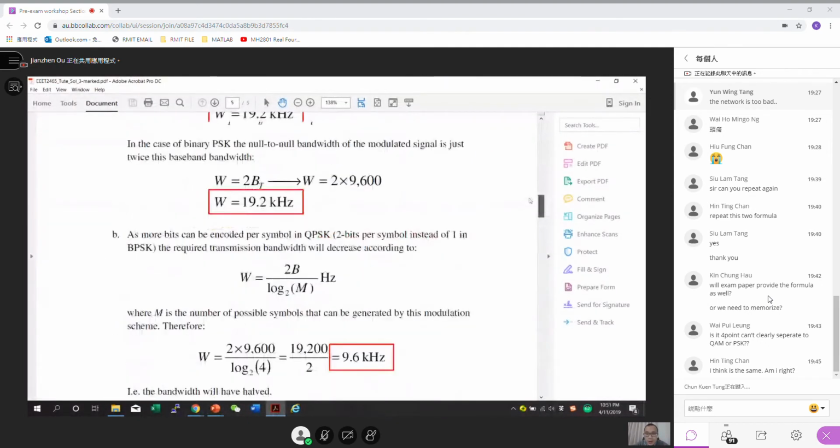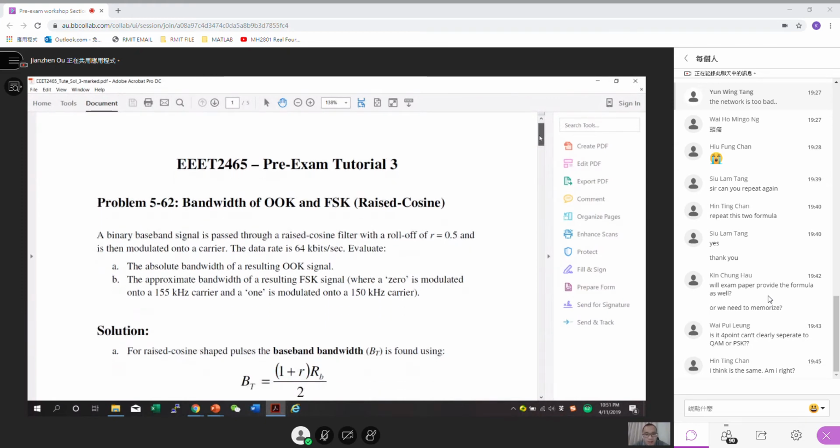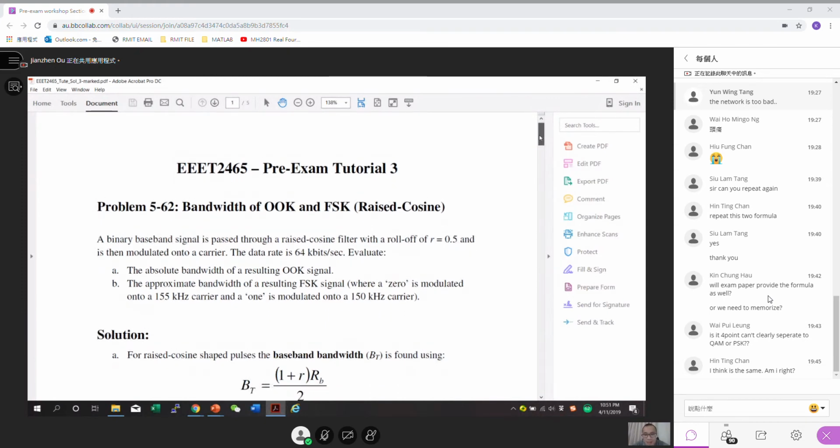So now it's the tutorial questions here. I think you can open the tutorial questions, or you can look at the screen as well. It's up to you. Okay, so you can see it's only 3 questions, because the final question is a bit difficult. The first question is asking about the bandwidth of the OOK and FSKs. So let's read through the questions to try to understand.